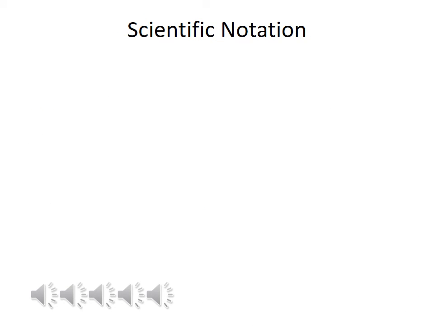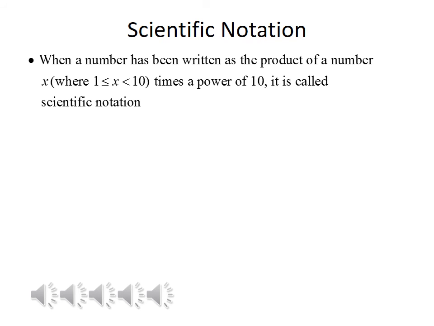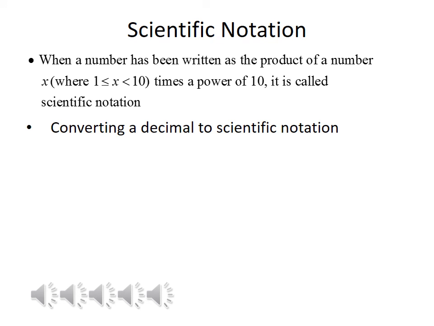For our last topic in this section, we want to talk about scientific notation. So when a number has been written as the product of a number x, where x is between 1 and 10, times a power of 10, that's called scientific notation. And so we want to be able to convert from a decimal to scientific notation, and vice versa, from scientific notation to a decimal. So let's talk about converting a decimal to scientific notation.